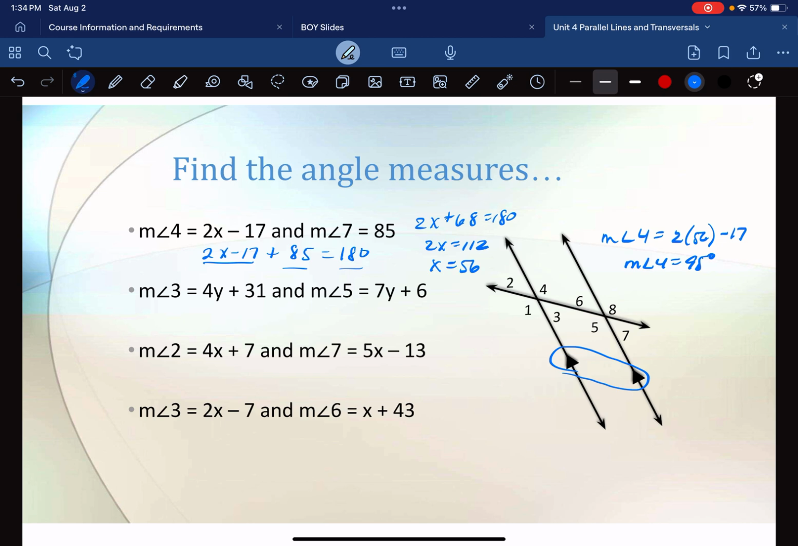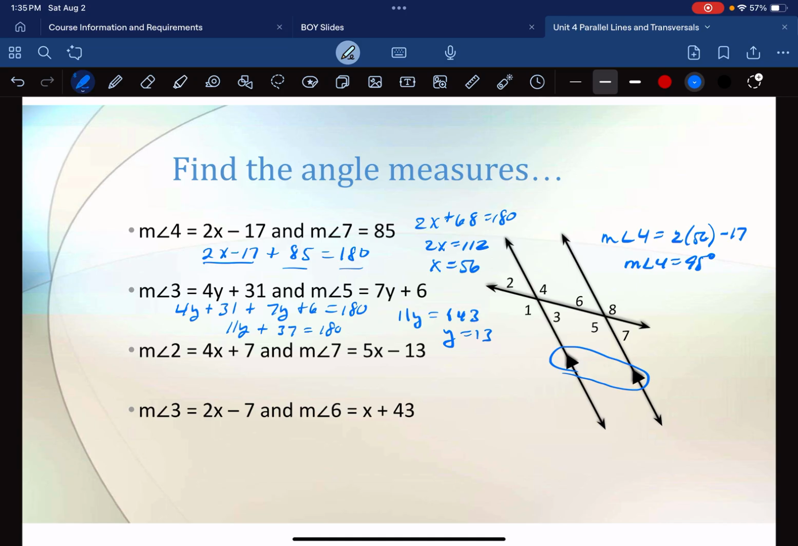We don't know either angle. But we know we're talking about angle 3 and angle 5, and they are both interior, and they are consecutive, meaning on the same side. So we know the rule for that is they are supplementary. So I'm going to add them together and set them equal to 180. So 4y and 7y make 11y. 31 and 6 make 37 equals 180. And I'm going to subtract 37 from 180, and I get 11y equals 143. Divided by 11 means y equals 13.